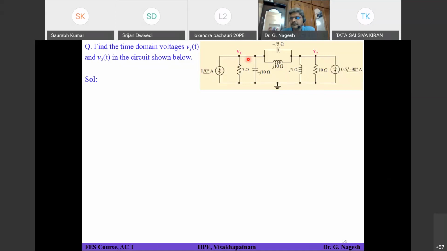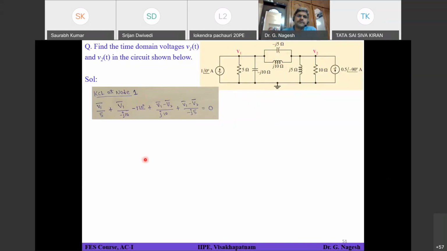The equivalent of the two parallel is minus J10. Maybe I have not reduced it, or have not seen the reduction. Let's see that. Something is written here: V1 divided by 5 is one term, and V1 divided by minus J10 is another term. This current is flowing into the node, but we are writing an expression with all the currents coming out of the node, so you will have minus 1 at an angle of 0 degrees. Next, you have two parallel branches, which reduce to minus J10.